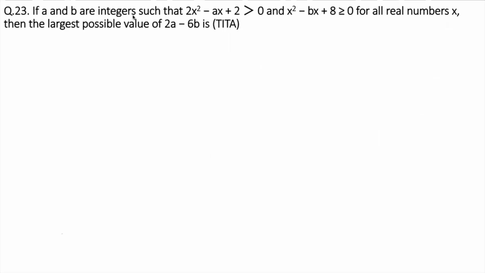Okay, if a and b are integers such that 2x square minus ax plus 2 is more than 0 and x square minus bx plus 8 is more than or equal to 0 for all real numbers x, then the largest possible value of 2a minus 6b is. So it's a type in the answer question.